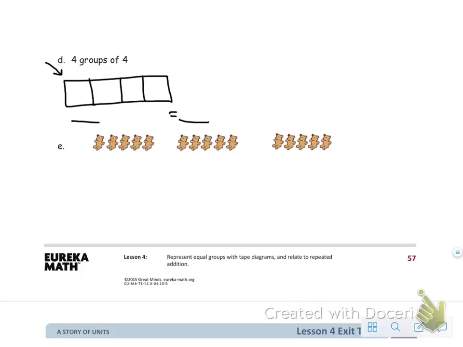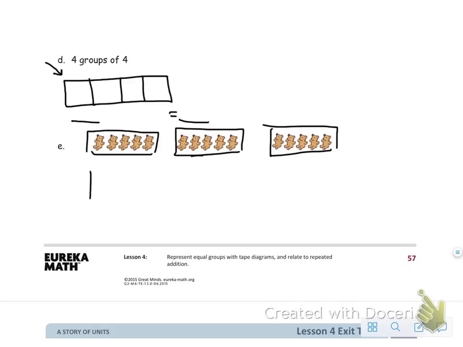Alright, so this problem is a little bit different, problem E, and you can see that instead of numbers we have drawings to work with. So it looks like we have 3 groups of 5. So I would come down here and make your tape diagram just like that. Make sure that you have 3 groups in there, and then put 5 in each group.